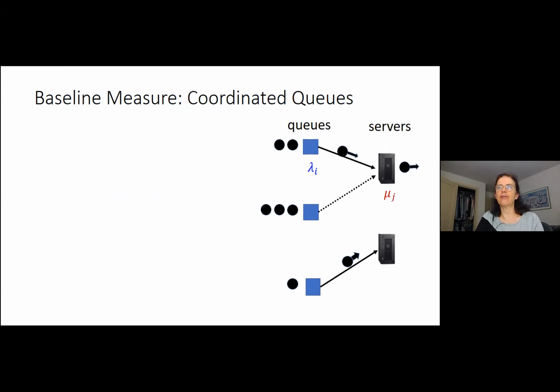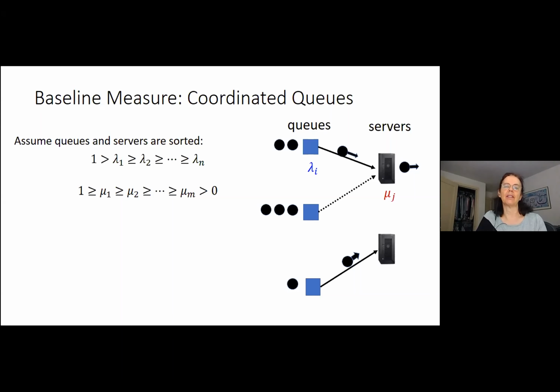I guess I have to first answer the question of what would happen if we coordinated? That is, what's my baseline? How am I comparing it to? So my baseline measure will be, suppose there is a great helpful coordinator who tells every queue where to send their packets. How much capacity on the servers do I need for every packet to get served in a timely manner?